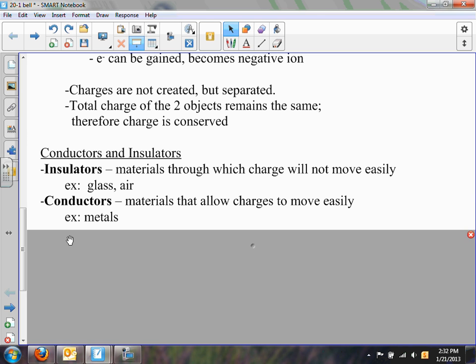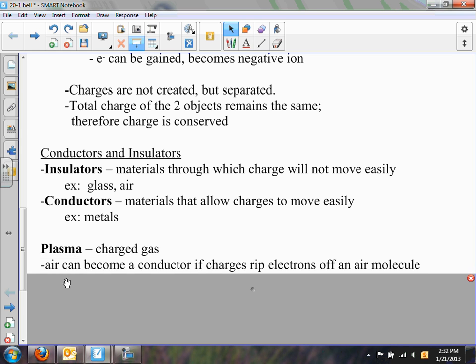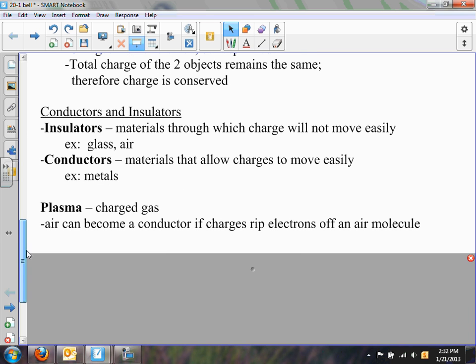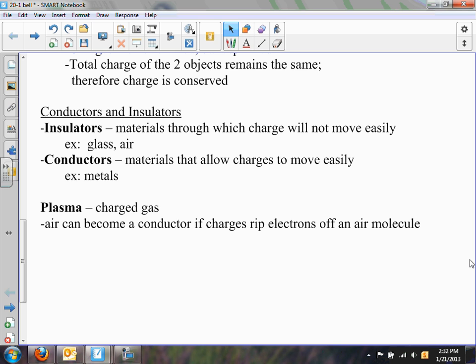Conductors are materials that allow charges to move easily through. Typically metals are really good conductors. And plasma is simply a charged gas. Air can become a conductor if there's enough energy to rip electrons from a molecule. So if you have enough energy, if the air molecule loses an electron or gains it and becomes charged.